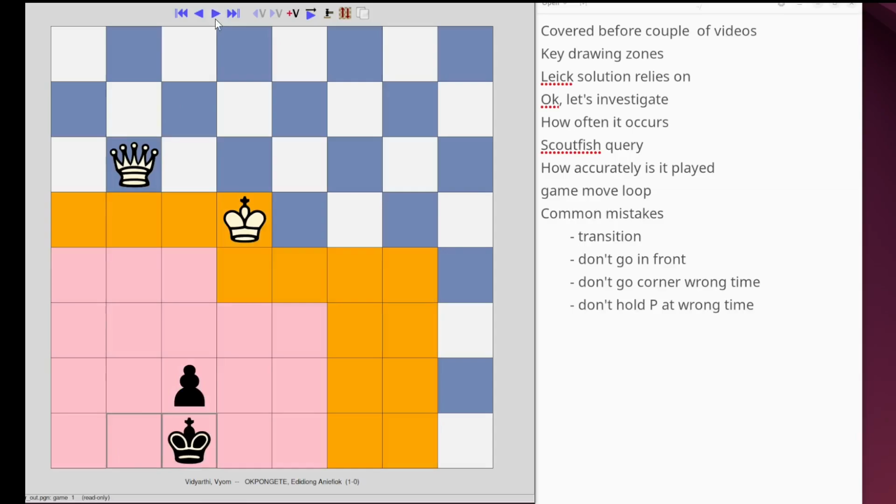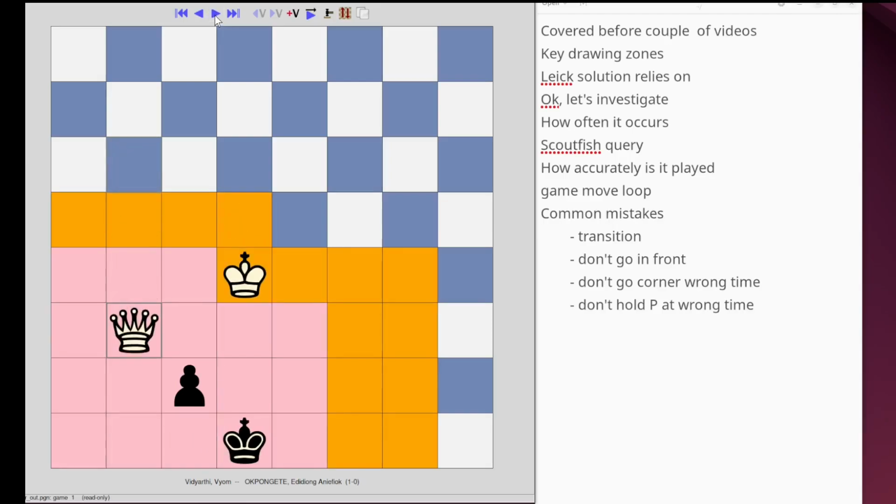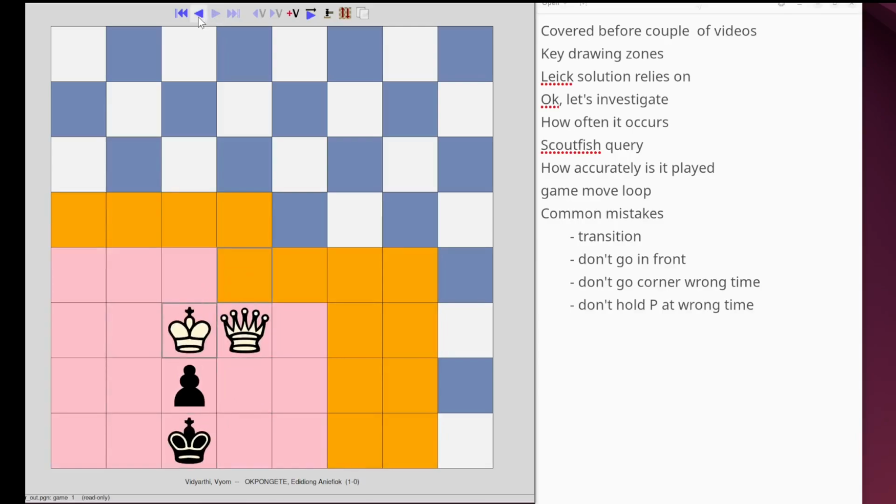So no need to hold on to the pawn. Unfortunately, black in this game put his king in front of the pawn. So now it's lost. King advances. It's just lost, right? Don't put your king in front of the pawn when you don't need to.